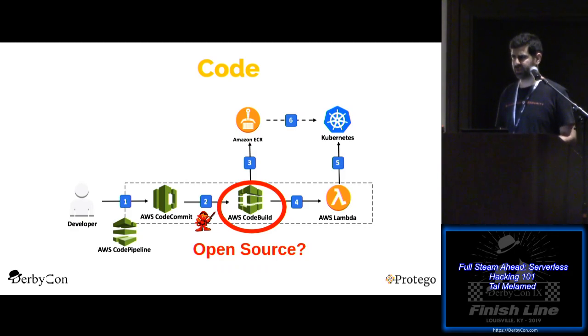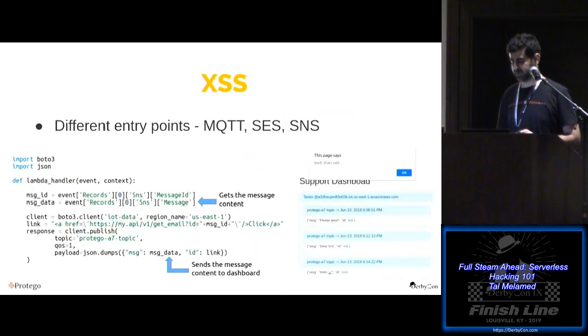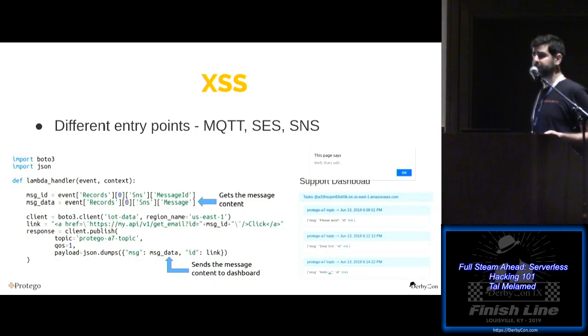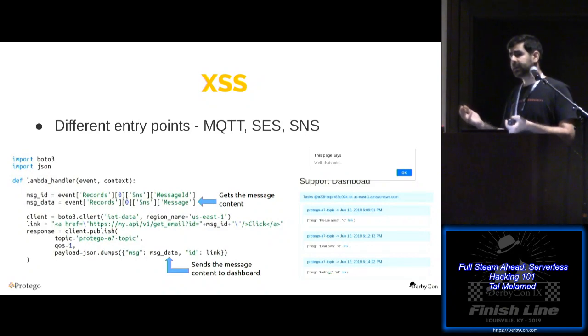Another example could be code. So if you have an open source code repository that has some Lambda functions behind it that is triggered whenever someone commits code, you might be able to hack it with some metadata or even lines in the code. Depends, of course, on what the function is doing. Again, this is not so common on a regular application.